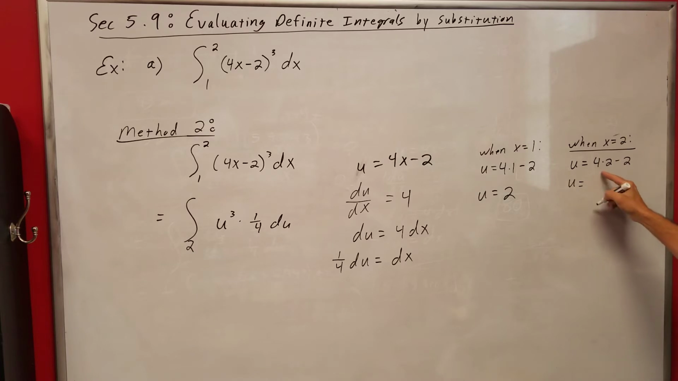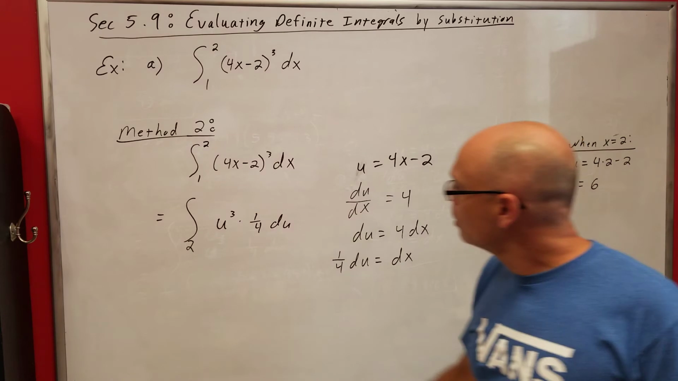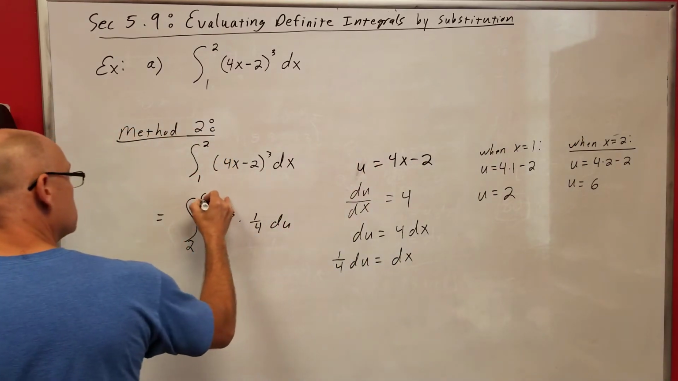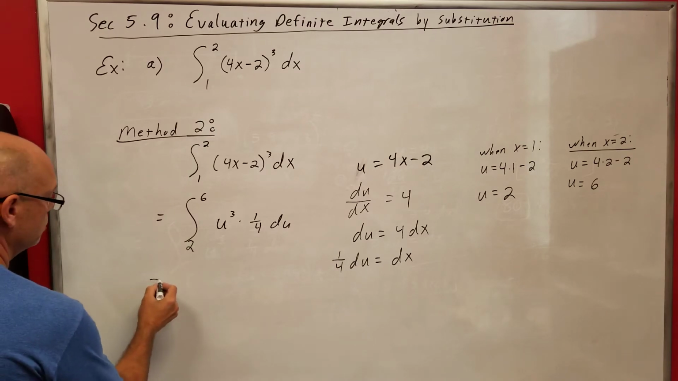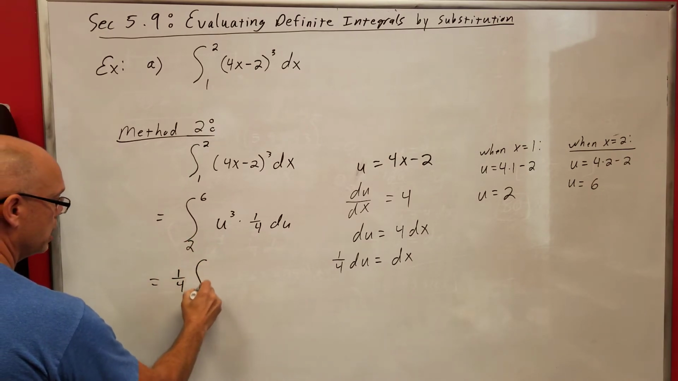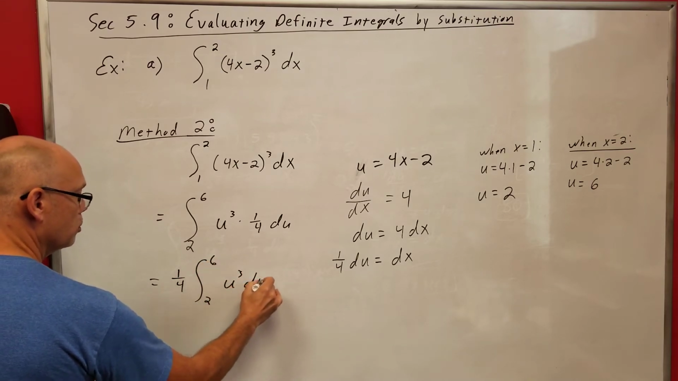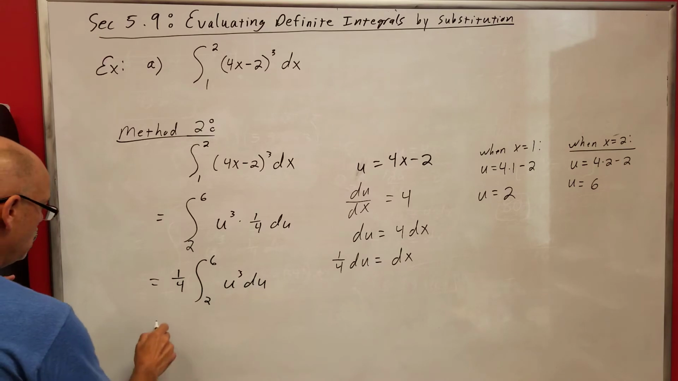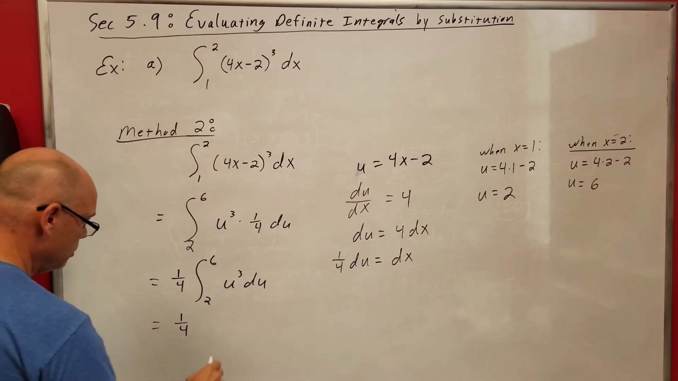So that's what? 8 minus 2, or what? 6. So my old limit of integration 2 turned into 6. All right, now let's pull the 1/4 to the front. So 1/4 times the integral from 2 to 6 of u cubed du. So that's 1/4. Now let's evaluate this integral.